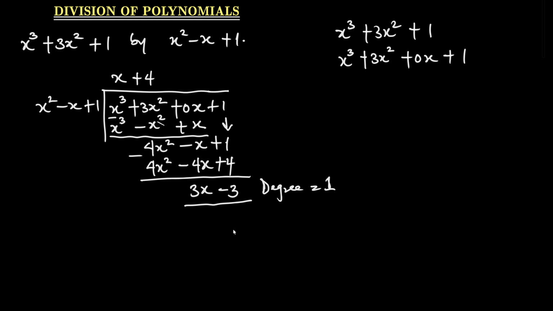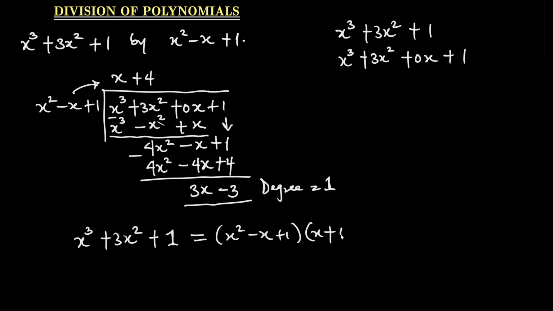So finally, we can simply rewrite our expression as x cubed plus 3x squared plus 1 can be written as x squared minus x plus 1, which is the product of this and this first, times x plus 4, plus the remainder, which is 3x minus 3. So by the time you try to open this parenthesis and then add it up with this, you should arrive at the original polynomial.